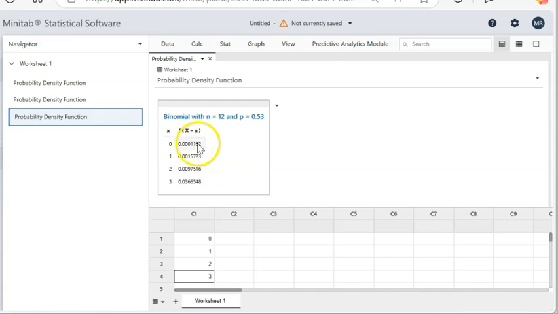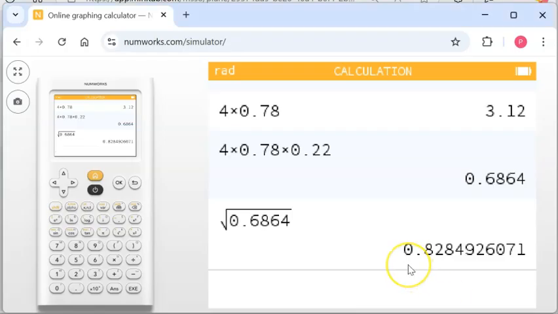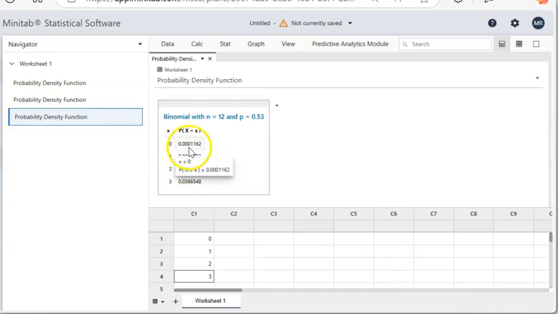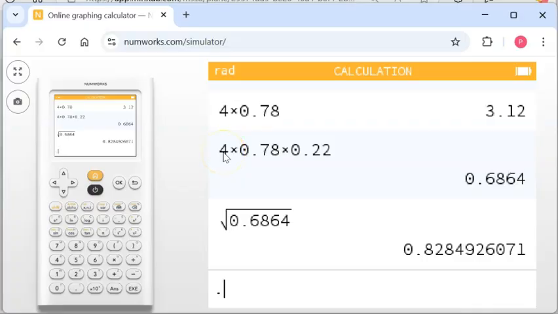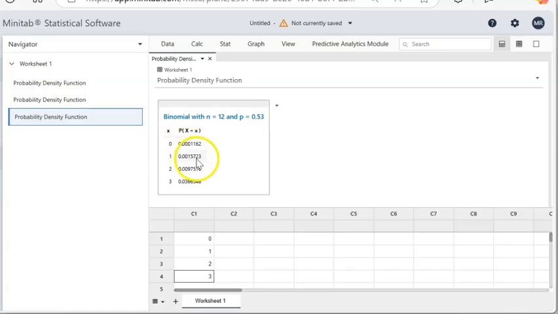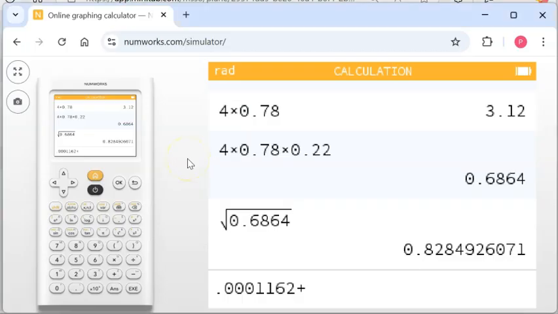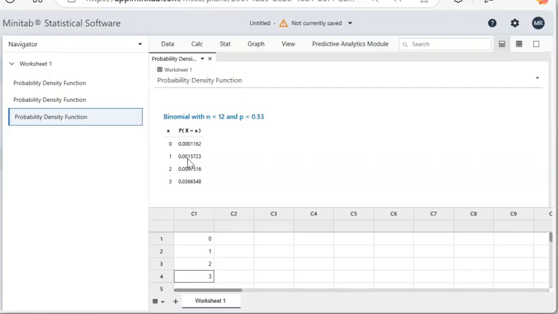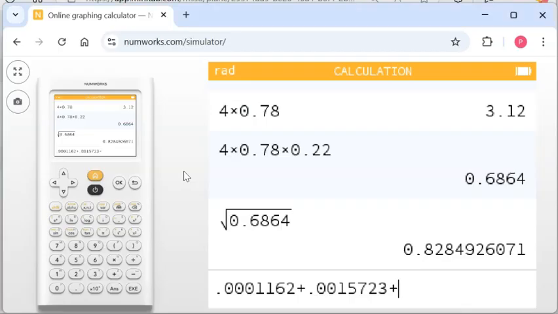So we want to add together this number. All right, so let's grab a calculator here. And we're going to do 0.0001162 plus 0.0015723 plus, this one is 0.0097516.